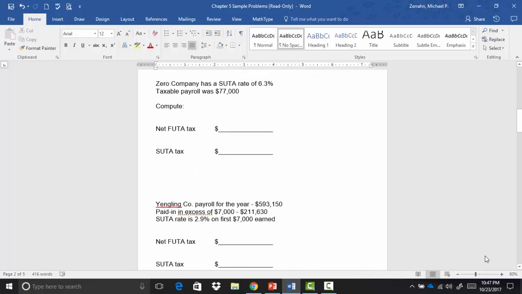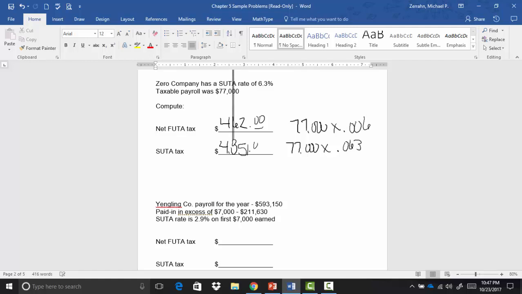Here's a couple of easy ones. Zero company has a SUTA tax rate of 6.3%, taxable payroll of $77,000. FUTA: 77,000 times 0.006, $462. State tax rate: 77,000 times 0.063 gives me a state tax of $4,851. Yeah, that's a pretty cool line.